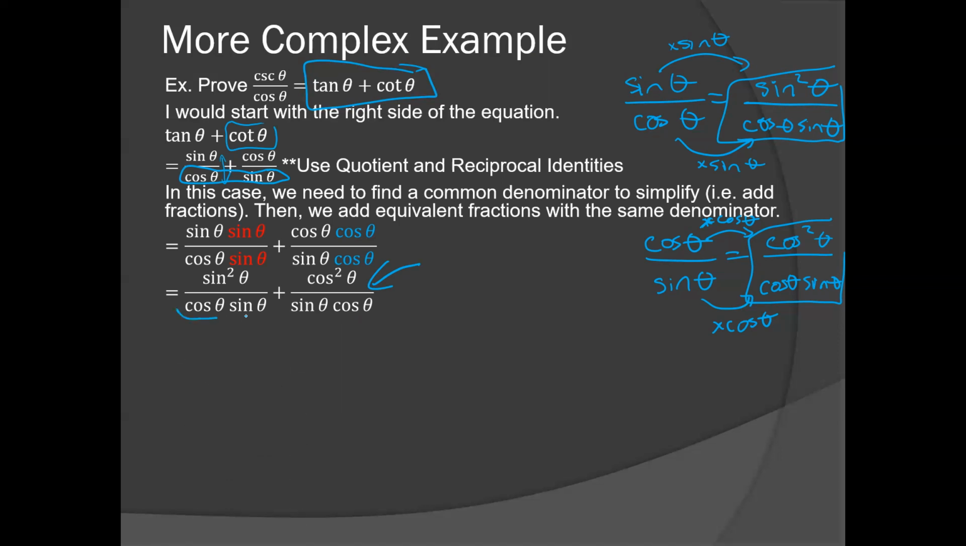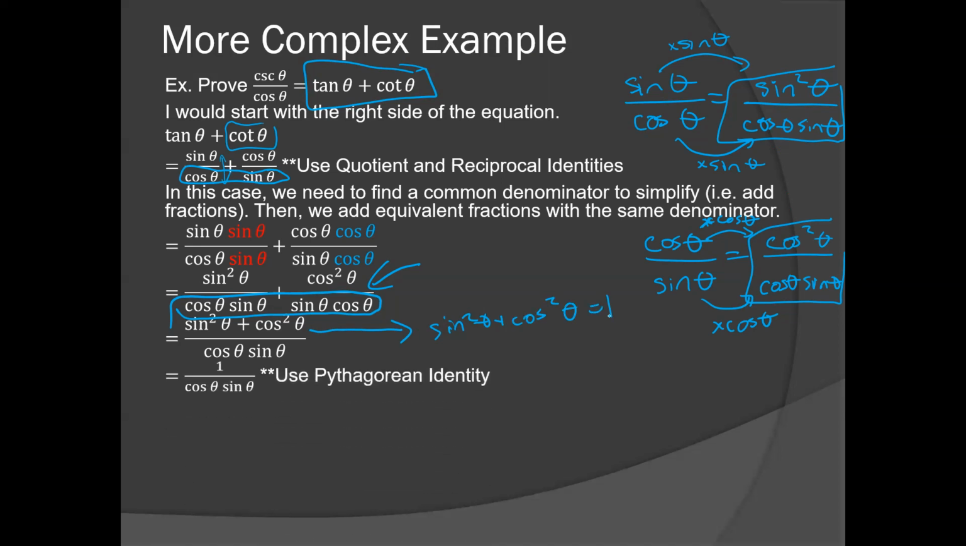So now that I have a common denominator, obviously I'm allowed to add the two fractions, and I just have to add the numerators. So now I have sine squared theta plus cos squared theta over cos theta times sine theta. And now I realize, is that an identity? Yes, it is. I know that sine squared theta plus cos squared theta is equal to 1. So I can rewrite the numerator as 1, and I write that as 1 over cos theta times sine theta, right? All I did was use the Pythagorean identity to make this equal to 1.